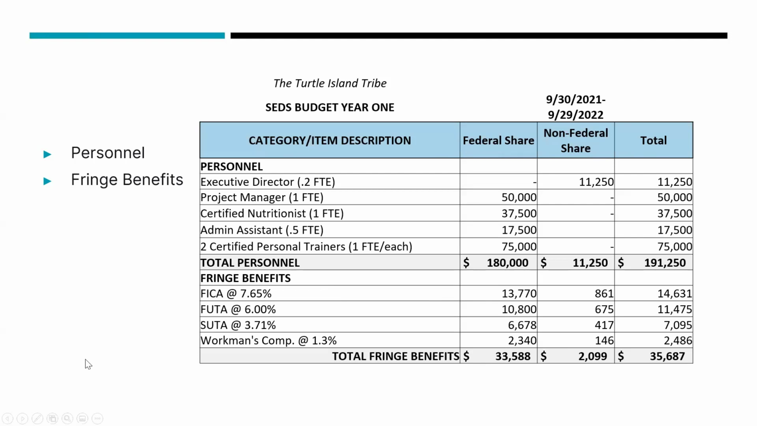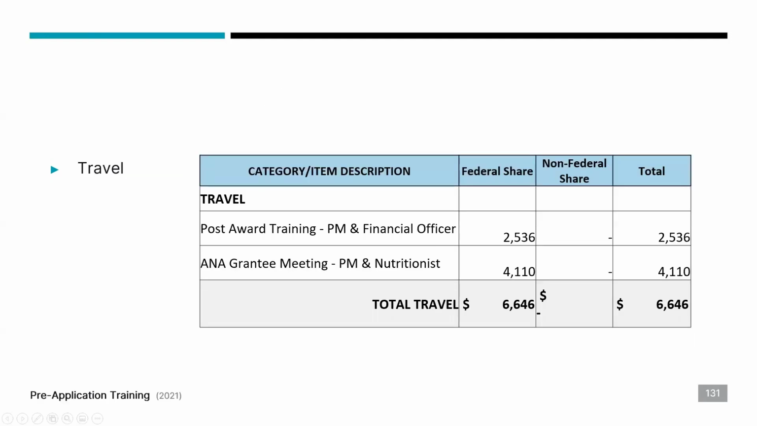So going further, here we go. We're going to move down into the next category, which is travel. As we mentioned, post-award travel is required for the first year of the project. That is going to be your program manager, your project manager, and your financial officer. It's going to be those two people that are responsible for the reporting. One's programmatic reporting and one's financial reporting.